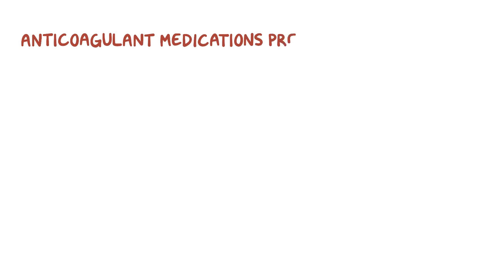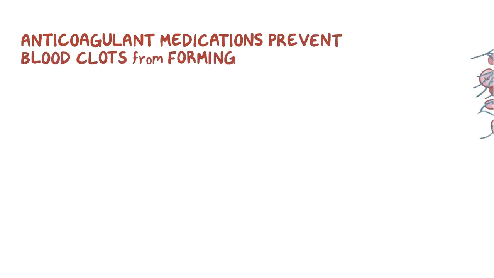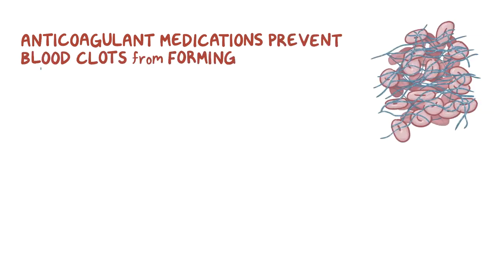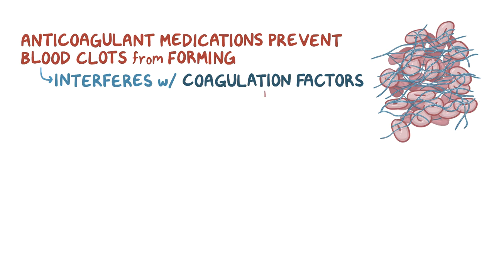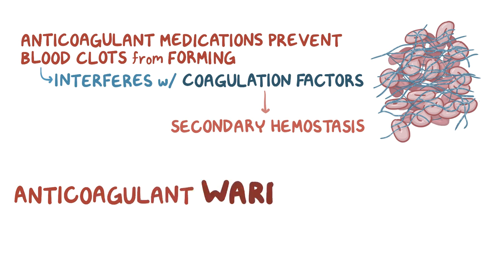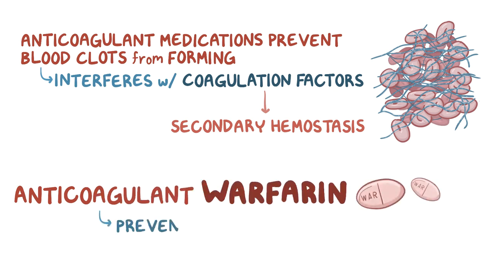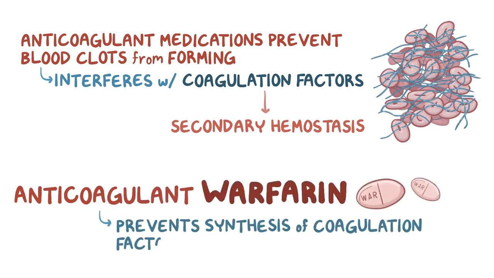Anticoagulant medications are used to prevent blood clots from forming. These medications work by interfering with the normal function of plasma proteins called coagulation factors, which take part in secondary hemostasis. But let's focus specifically on the anticoagulant warfarin, which works by preventing the synthesis of coagulation factors 2, 7, 9, and 10.